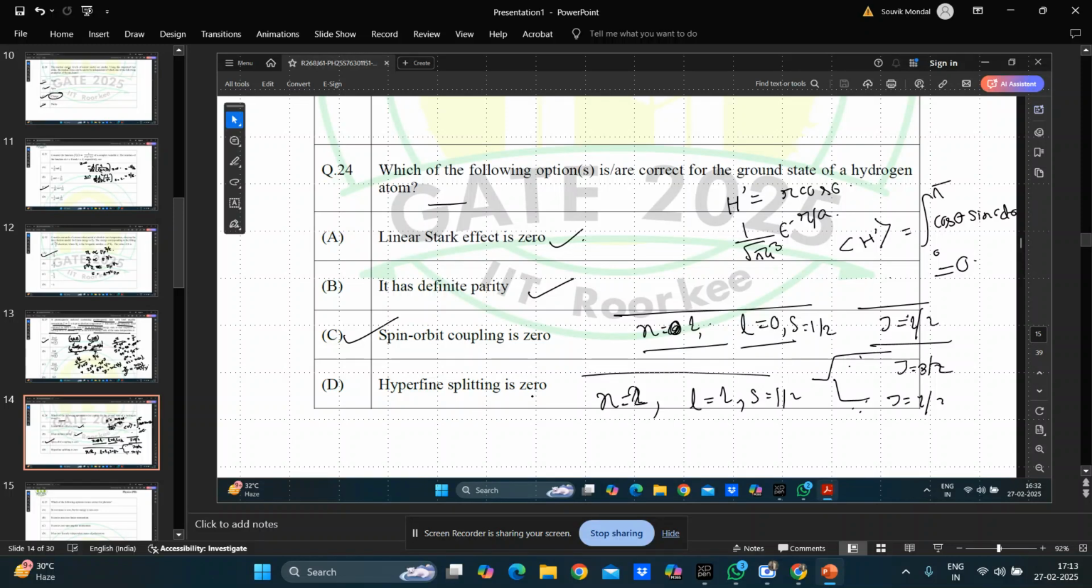Hyperfine splitting is 0? No, hyperfine splitting is not 0. Because I already showed you that j is half is the only possibility for n is equal to 1, that is the ground state. And for the hydrogen atom, the nuclear spin I is also half. So the two possible F values are half minus half, 0, and half plus half, 1. So there is definitely hyperfine splitting. So this option is not correct.